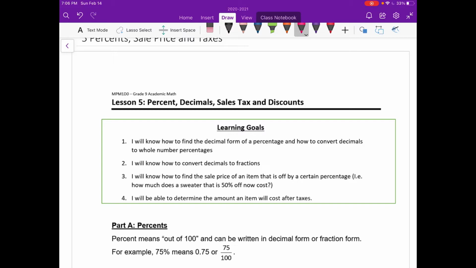You will know how to find the sales price of an item that is off by a certain percentage. So how much does a sweater that is 50% off now cost? And you'll be able to determine the amount an item will cost after tax.